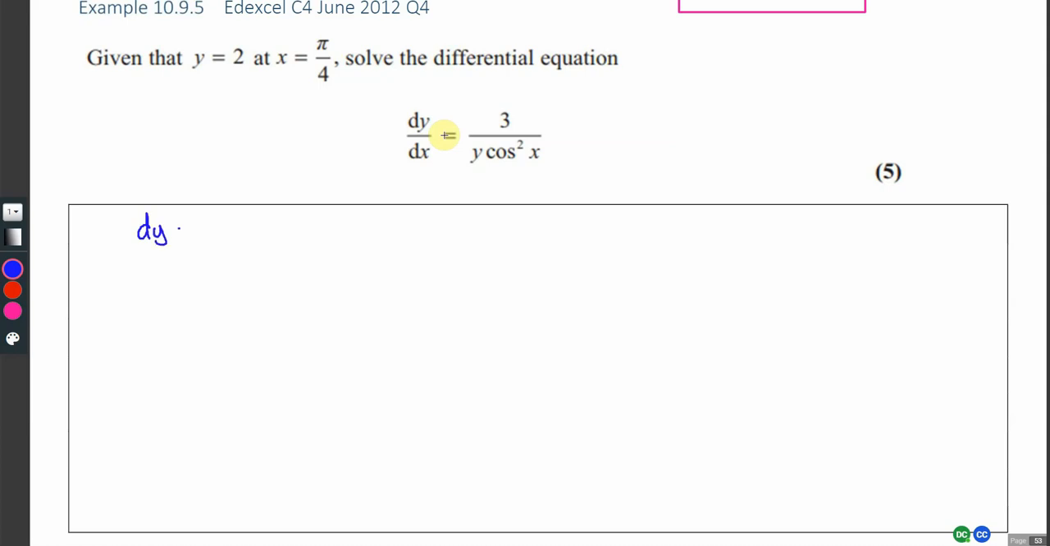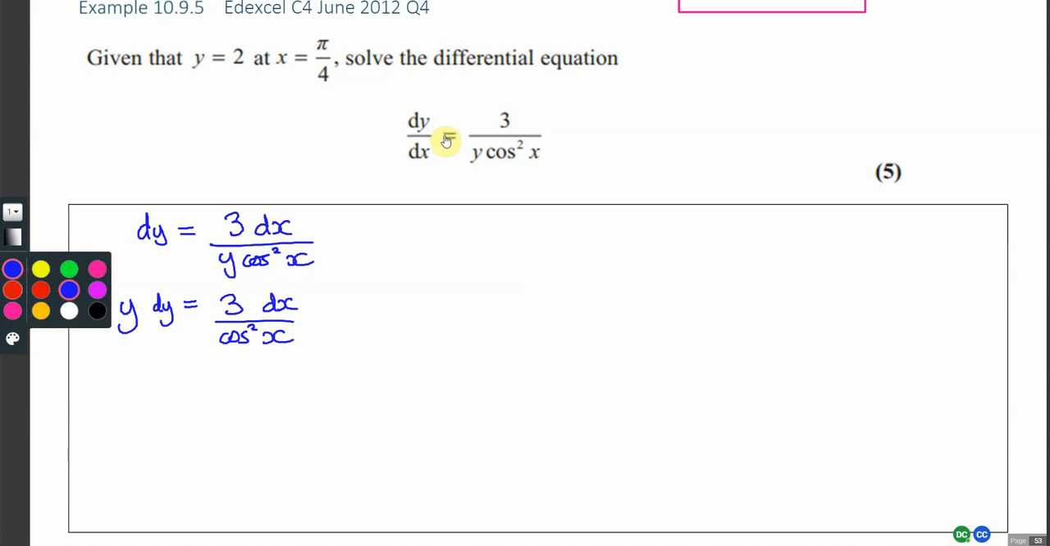Well, I'm going to start by multiplying both sides by dx. It's very important that our dx and dy are not in any denominators. Next, I'm going to multiply both sides by y. And that is the variables separated. I've got y's on one side, x's on the other side.